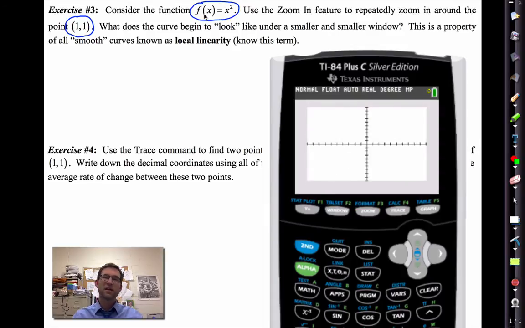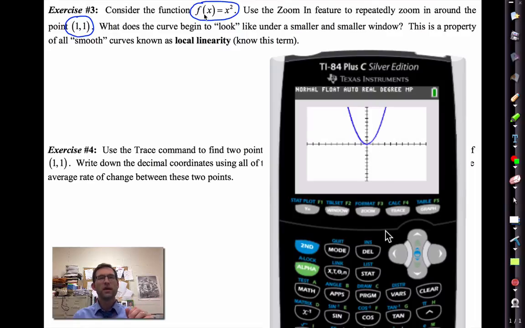All right, and I see my classic parabola. All right, and right around there, right, is the point 1, 1. I have the point 1, 1. But what now I'd like to do is I'd like to zoom in on that point. I'd like to get closer and closer and closer. And our calculator actually has a zoom in feature.